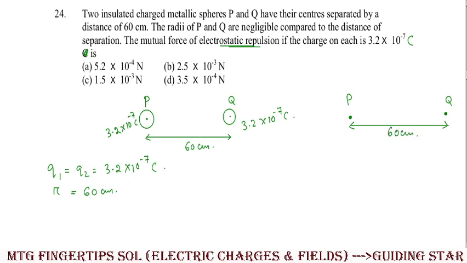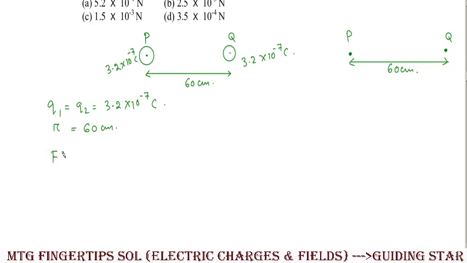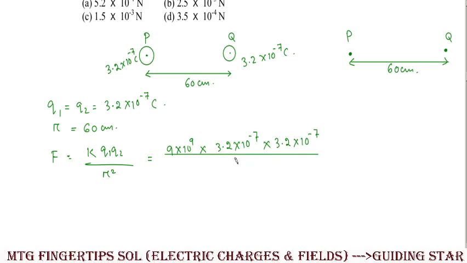Then what will the force between them be? The force between them will be F equal to K Q1 Q2 divided by R square. The value of K is 9 into 10 to the power 9, into Q1 which is 3.2 into 10 to the power minus 7, into Q2 which is also 3.2 into 10 to the power minus 7, all divided by the distance. It is given 60 centimeter, that means 60 into 10 to the power minus 2 meter, squared.